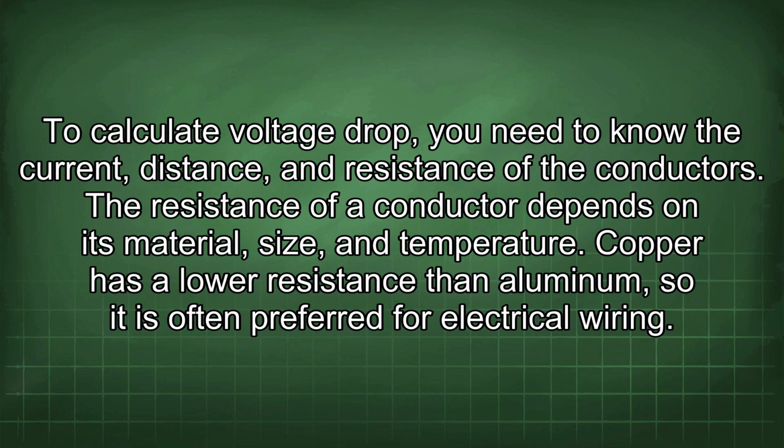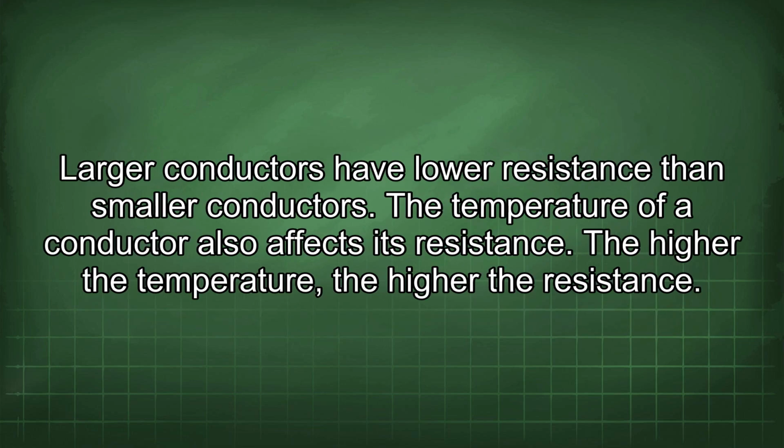To calculate voltage drop, you need to know the current, distance, and resistance of the conductors. The resistance of a conductor depends on its material, size, and temperature. Copper has a lower resistance than aluminum, so it is often preferred for electrical wiring. Larger conductors have lower resistance than smaller conductors. The temperature of a conductor also affects its resistance. The higher the temperature, the higher the resistance.